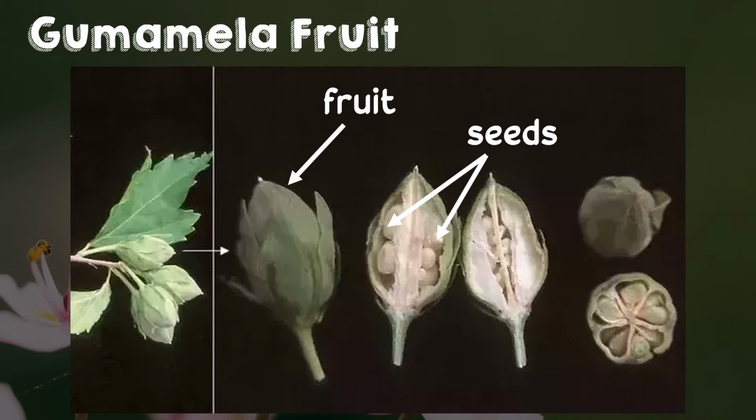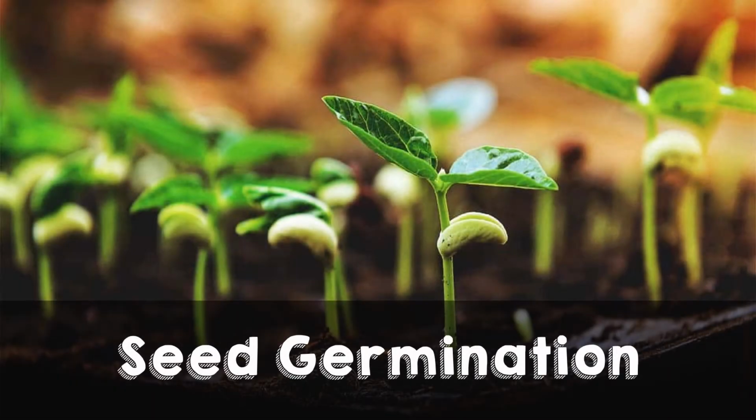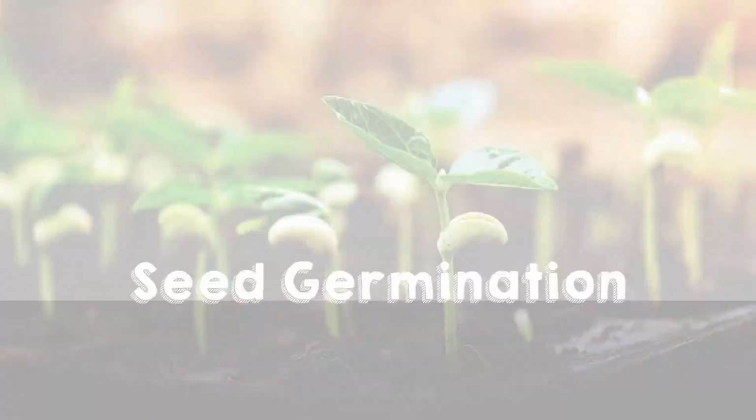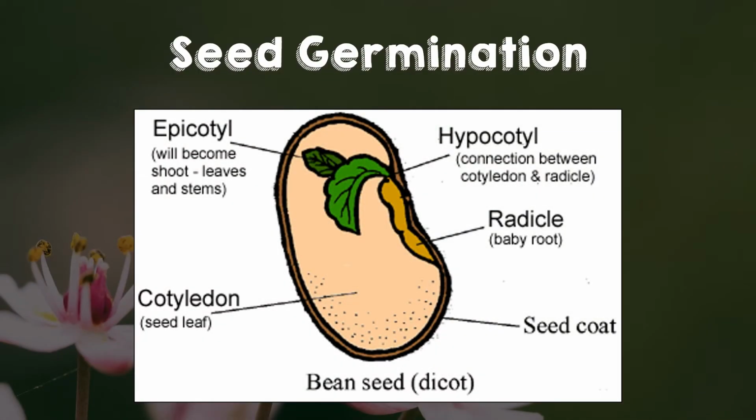At since sila ay mga seed, pwede nyo silang itanim to grow another gumamela plant. Once the conditions are favorable at merong sapat na nutrients para sa seed, the seed will germinate. Meron tayong 3 main parts ng seeds. Merong cotyledon, epicotyl, and hypocotyl.